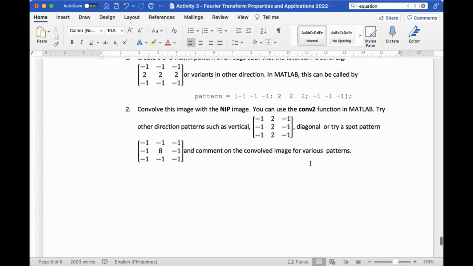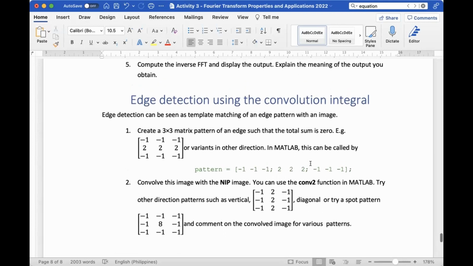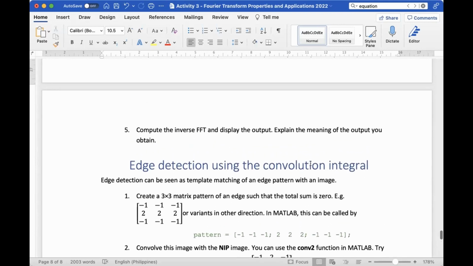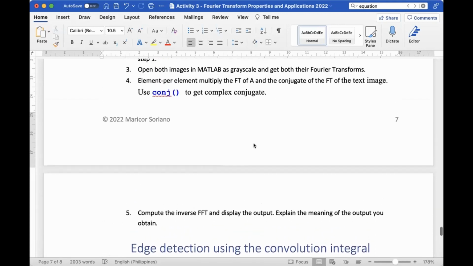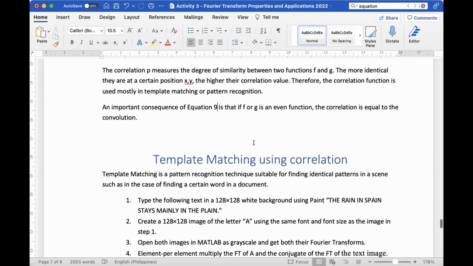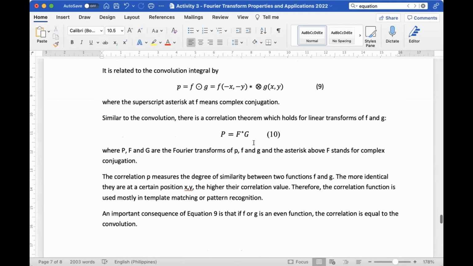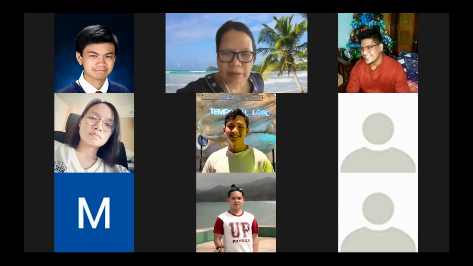It's a long one, but this has many uses. This will give you terrific insight on the uses of FFT. And I hope you work on this diligently because you might find use for it in your future research. Okay, I'll stop share here. And do you have questions?